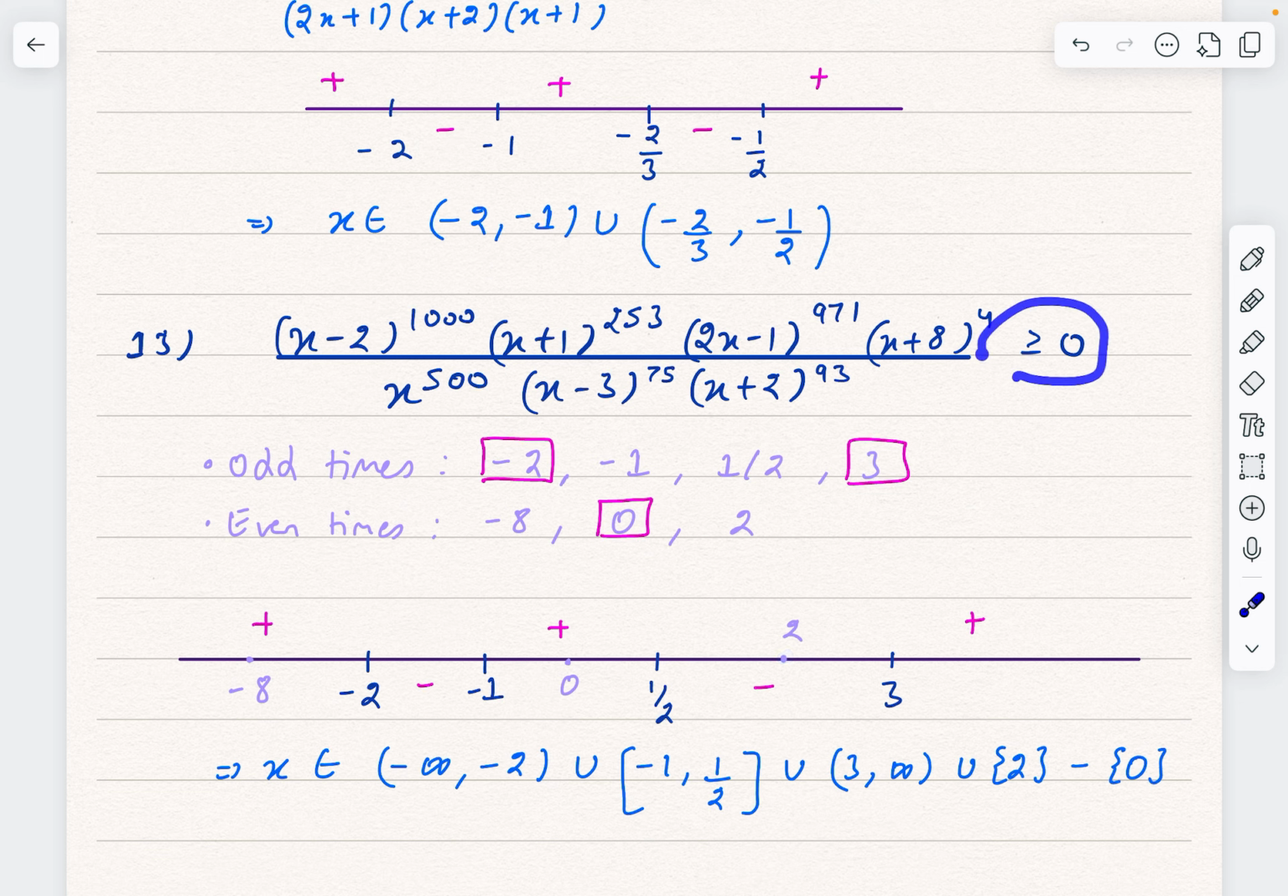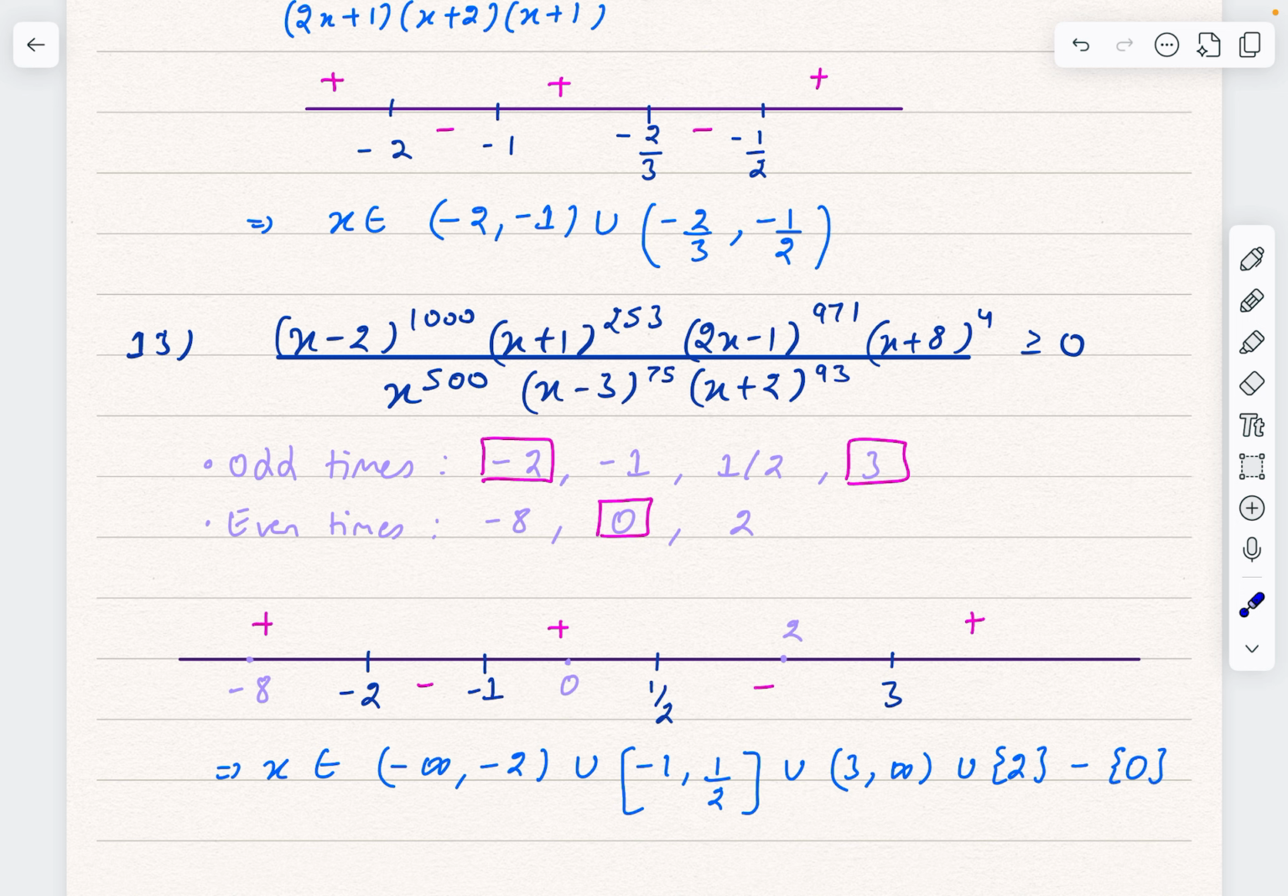I want greater than equal to 0. So positive we have before minus 2, between minus 1 and half, after 3. Now whichever root is the numerator, we'll keep it closed. Denominator will be open. So minus 2 here will be open. Minus 1 and 1 by 2 both are closed. 3 will be open because it is boxed here.